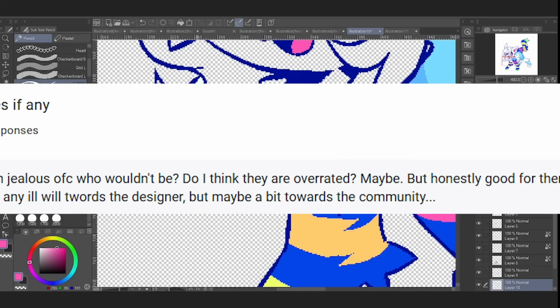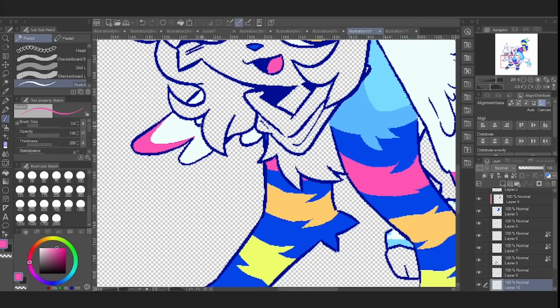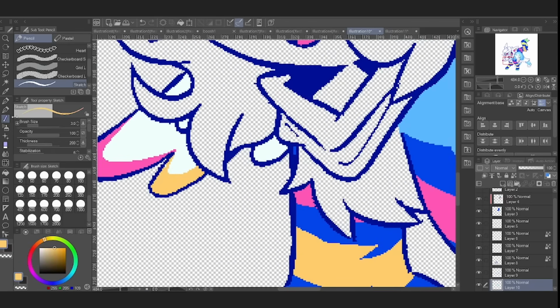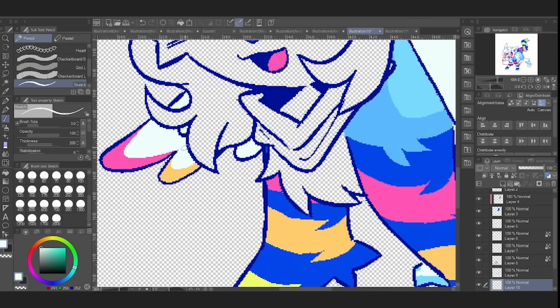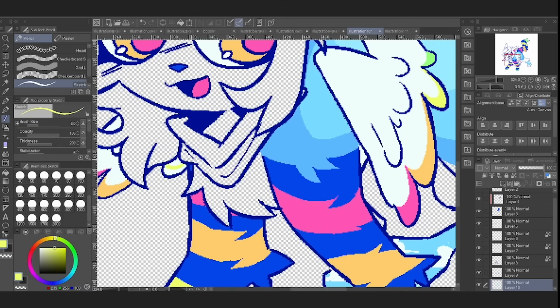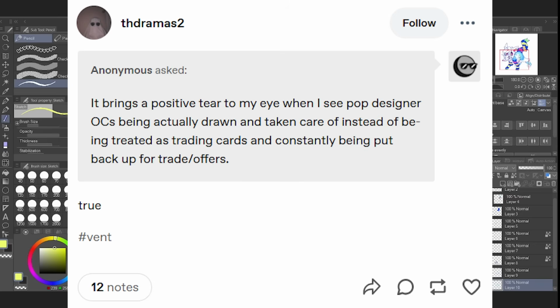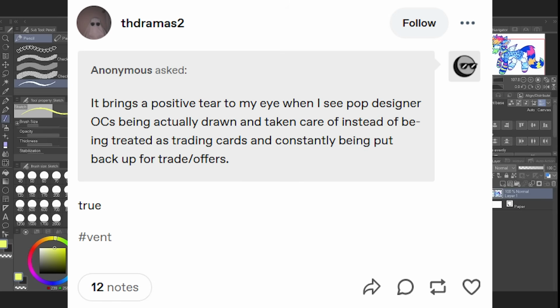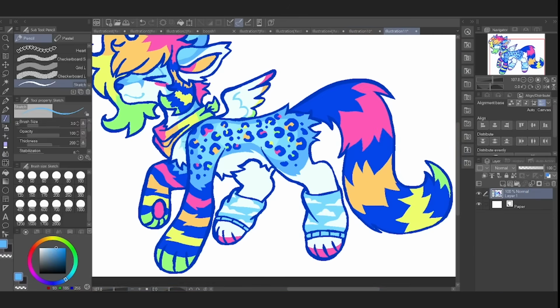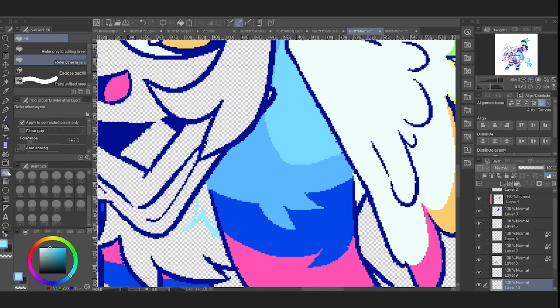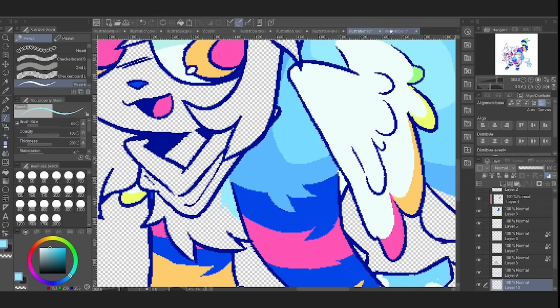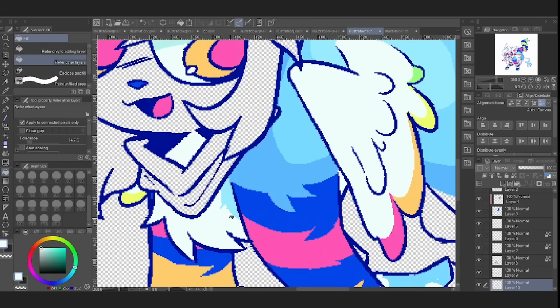That does bring me towards the actual community too though. What about the people who exclusively buy from pop designers, who collect pop designs and who obsess over them? Is there something wrong with that? I see the complaint brought up a lot that people who are obsessed with buying pop designs never actually use them. And I'm sorry, I've been way past that conversation for years, but I'll entertain it again here. It doesn't matter. That doesn't matter.